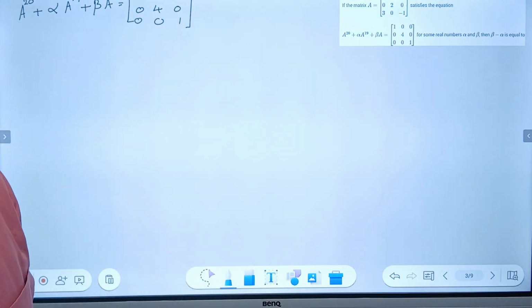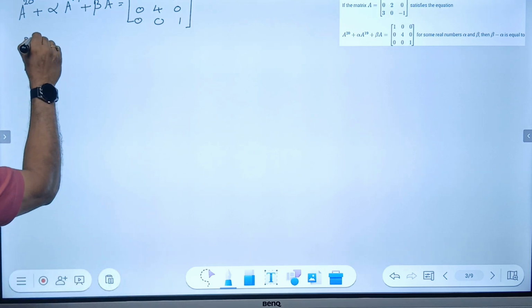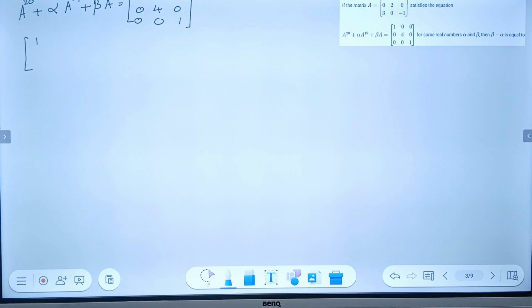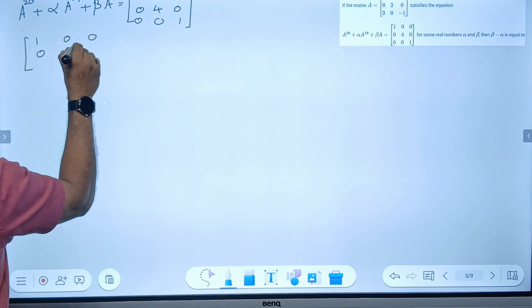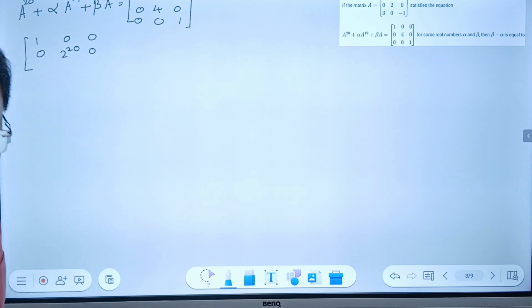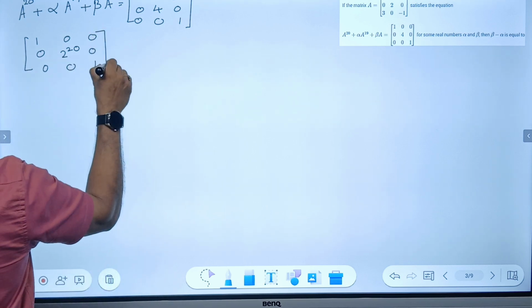This is what is given. Now what is A power 20? It is [1 0 0; 0 2^20 0; 0 0 1], which we have already done. You can go to the previous page and see.